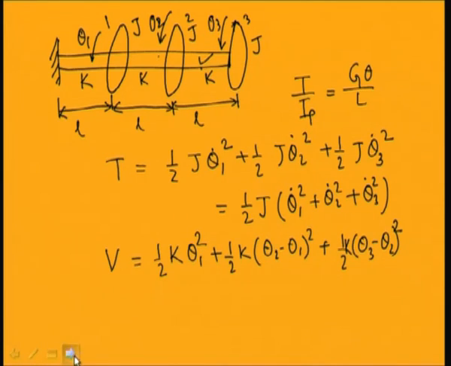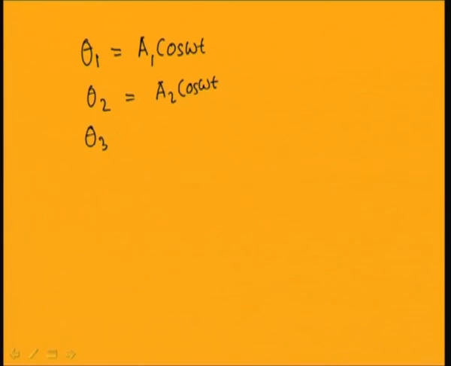So, now, as I do not know the exact modal function, I can assume this thing. I can assume that theta 1 equals A1 cos omega t, theta 2 equals A2 cos omega t, and theta 3 equals A3 cos omega t. By assuming this, I can write the maximum kinetic energy.